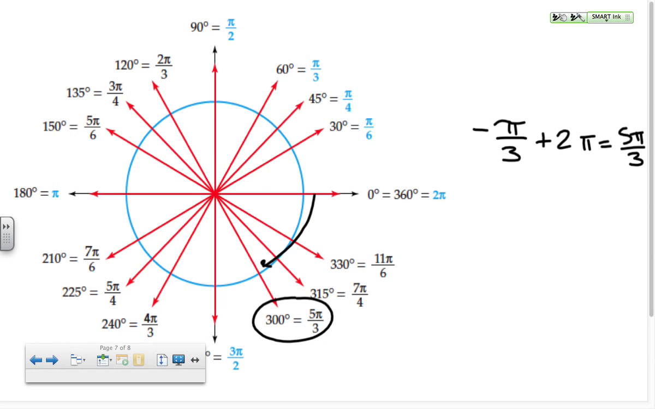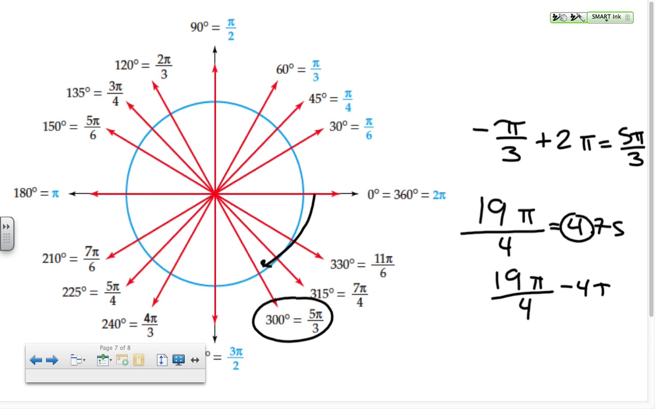Now let's look at one where I have to subtract: 19 pi over 4. This is a really, really big one. I want to know what 19 over 4 is as a decimal. It's 4.75. So if I want my answer to be between 0 and 2 pi, I'm going to look at that 4 and subtract 4 pi. Why do I do 4 pi instead of 2 pi? Because if I just subtract 2 pi, my number's still going to be bigger than 2 pi. The answer must always be between 0 and 2 pi. So I'm going to subtract 4 pi.